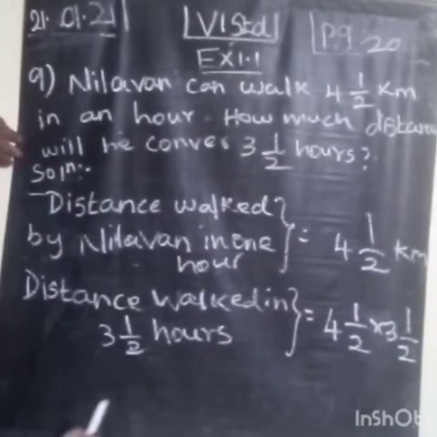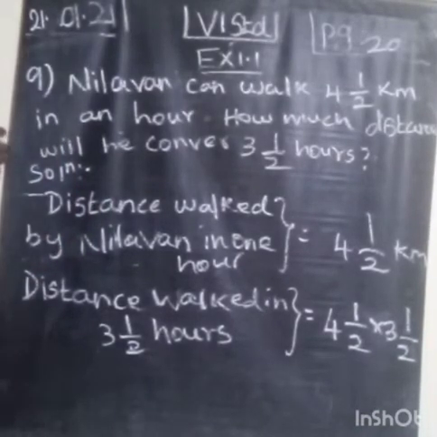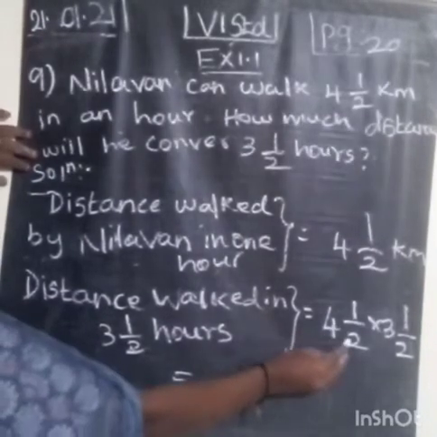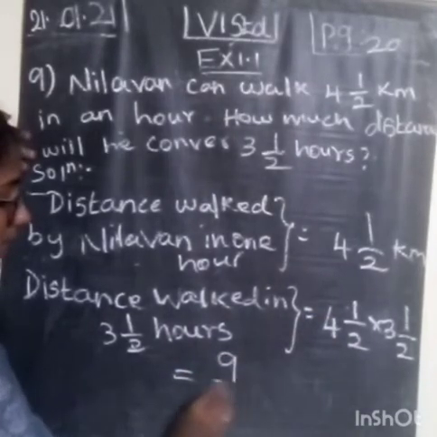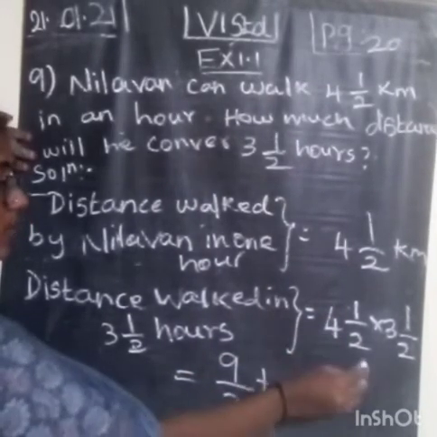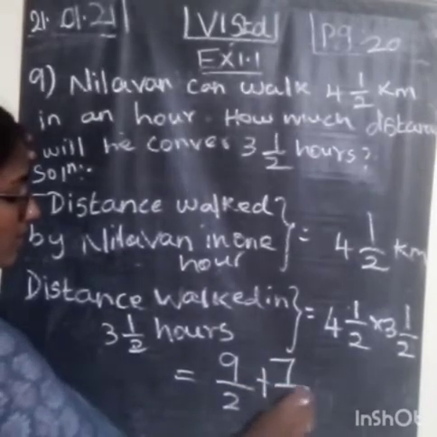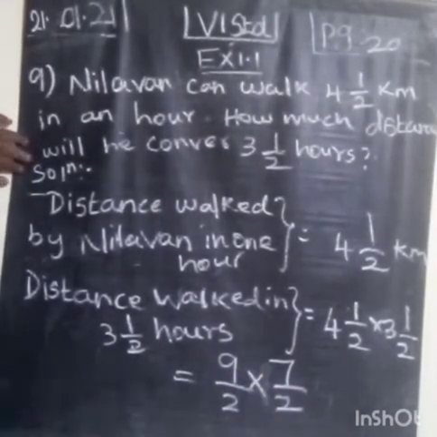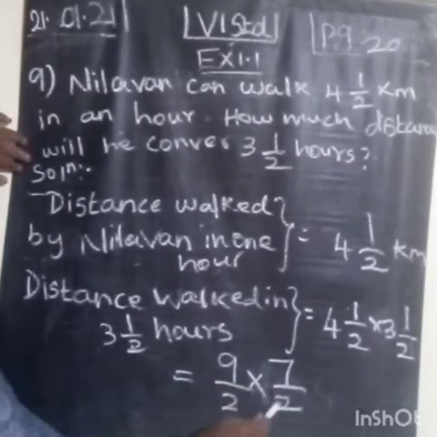Here they are mixed fractions, so convert them to improper fractions and then solve the problem. 4 twos are 8, 8 plus 1 is 9, so 9 by 2. 3 twos are 6, 6 plus 1 is 7, so 7 by 2. Now 9 by 2 multiplied by 7 by 2.